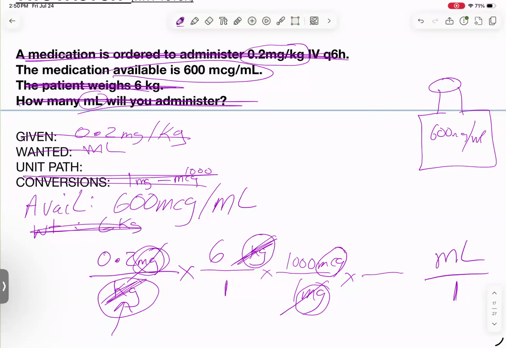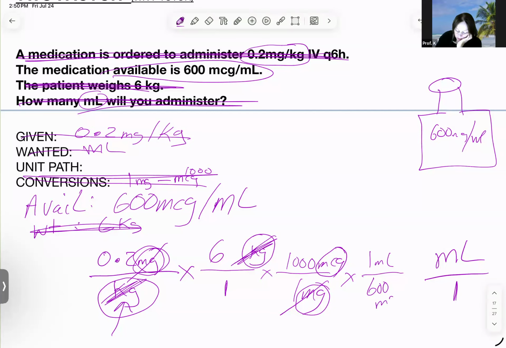1 ml over 600 micrograms. That's it. You can only use what's in front of you and then add a conversion to make it work. So it's really a process of elimination. Now these questions start to get longer and harder, but if you go through these steps, you will be able to figure it out.